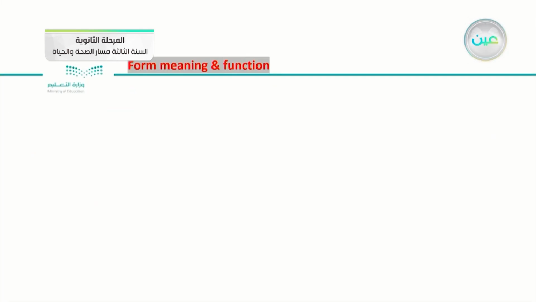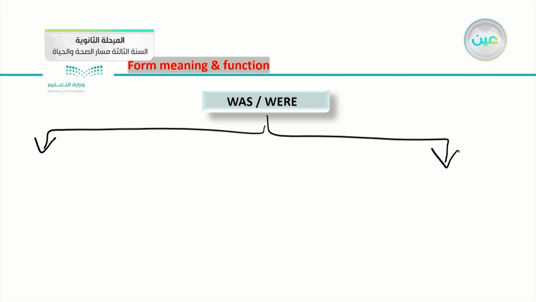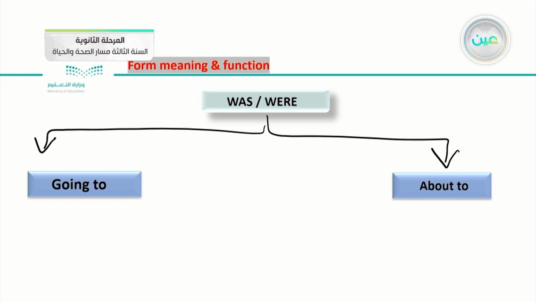This is what belongs to the past progressive. The last thing from our meaning and function is how we can use was and were. Okay, look at this slide. We can use was or were with going to, and we can use it again with about to.